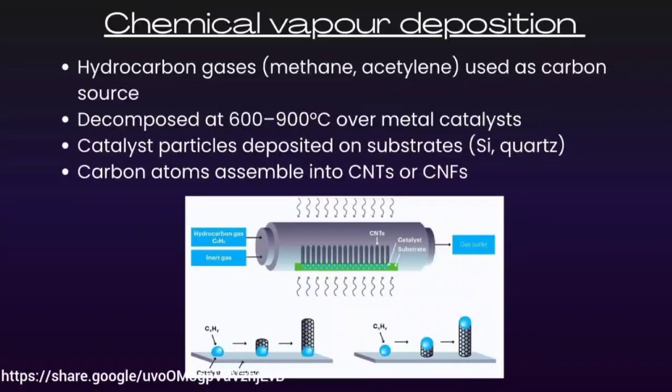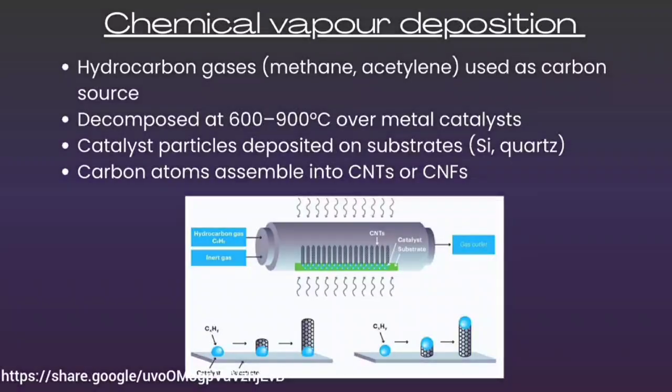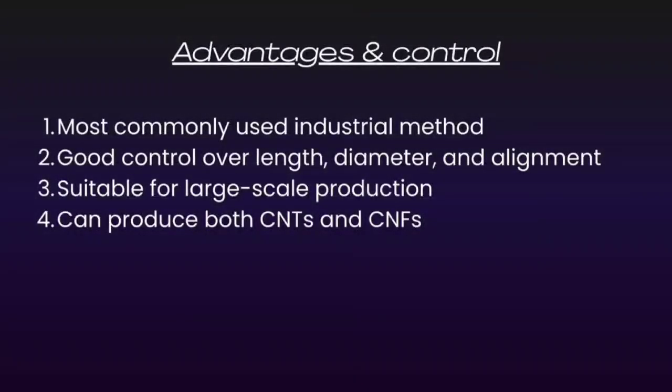It is the most widely used method for synthesizing carbon nanotubes and carbon nanofibers. In this technique, hydrocarbon gases such as methane or acetylene are passed over metal catalyst particles at higher temperatures, usually between 600 and 900 degrees Celsius. So the gas decomposes on the catalyst surface, releasing carbon atoms. These carbon atoms diffuse and arrange themselves into tubular or fibrous structures, forming CNTs or CNFs. So the CVD offers better control over diameter, length, and alignment and is suitable for large scale industrial production.